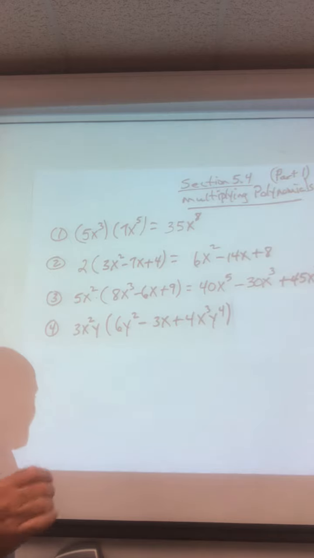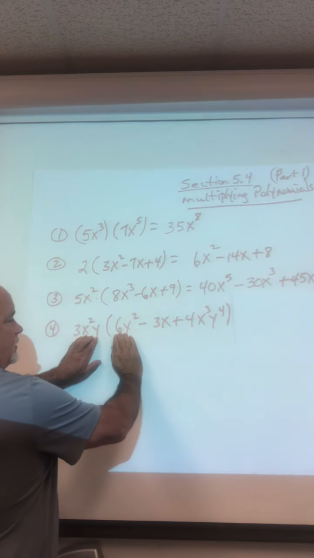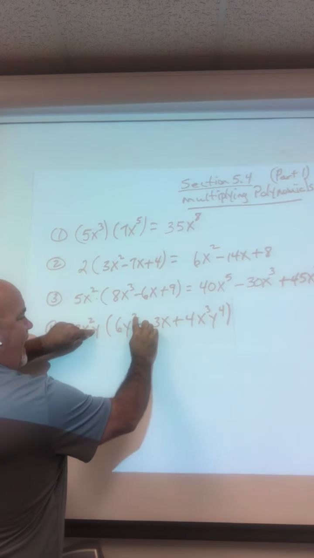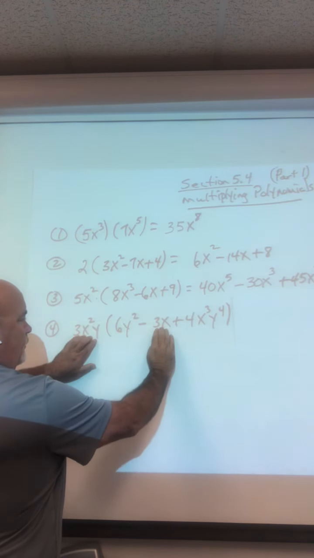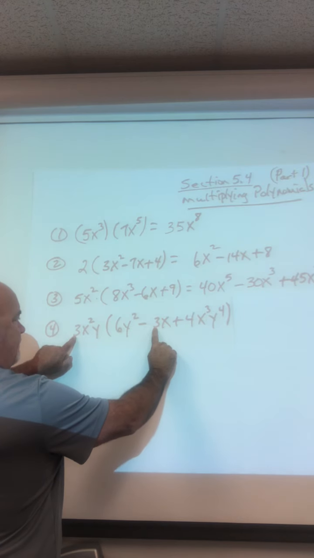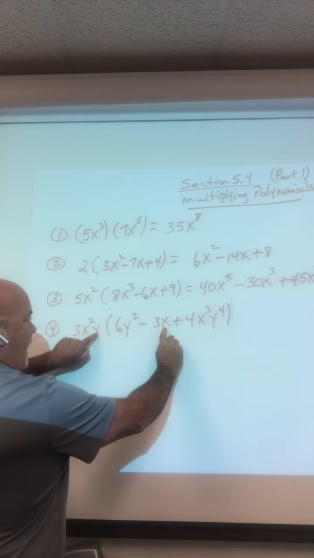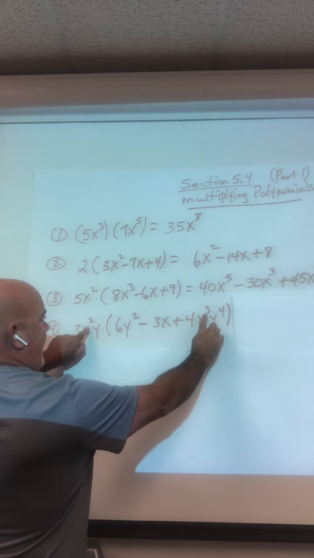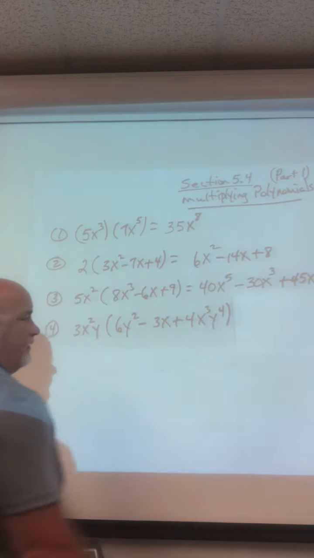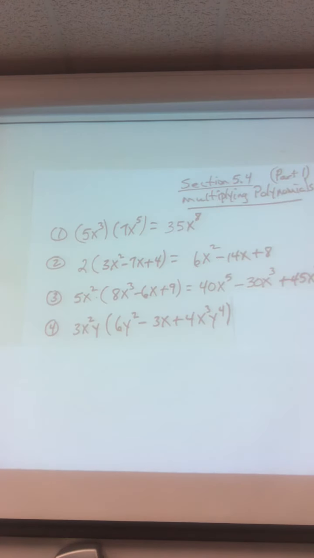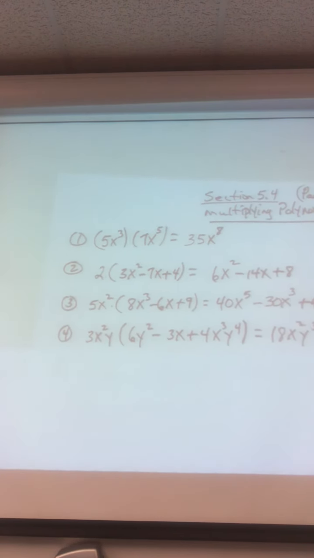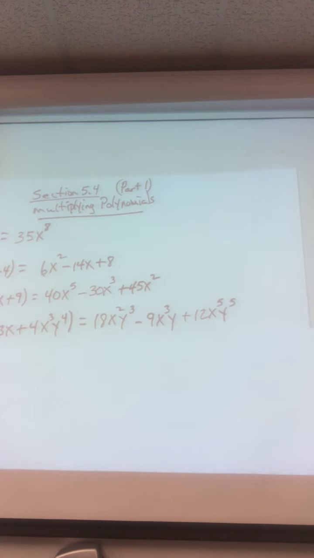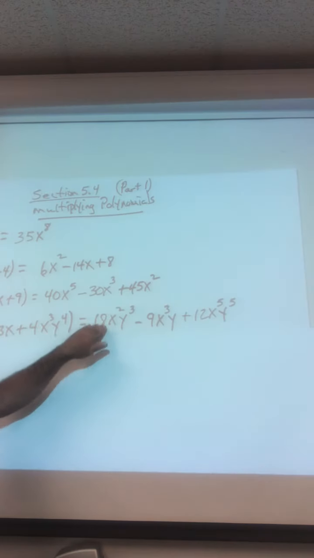Now remember, multiplication is commutative. So when you do these two together, that's going to be 18x squared y cubed. When you do these two, it's going to be minus 9x cubed y. And then when you do this one times this one, it's going to be 12x to the fifth y to the fifth. So let me slide this over where you can copy that. That's what you get when you multiply right here.